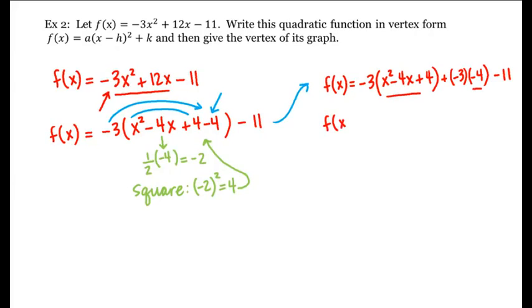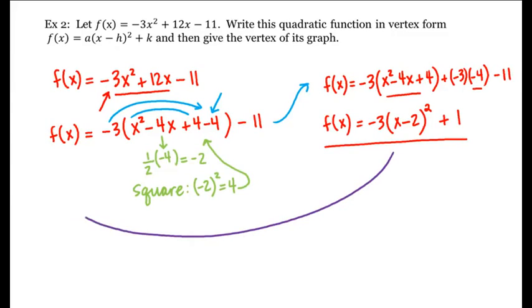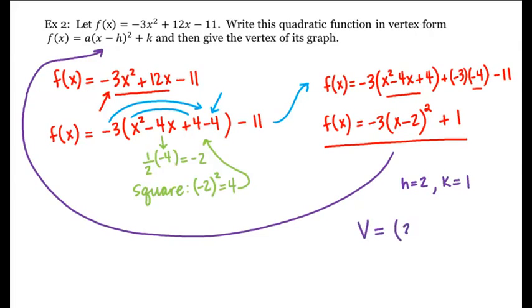All right, and this gives us that f of x is equal to negative 3 times the quantity (x minus 2) squared. And then we have positive 12 minus 11, which is positive 1. And our equation now is in vertex form. And again, comparing it to this form, we see that h is equal to 2 and k is equal to 1. Which means our vertex is at (2, 1).